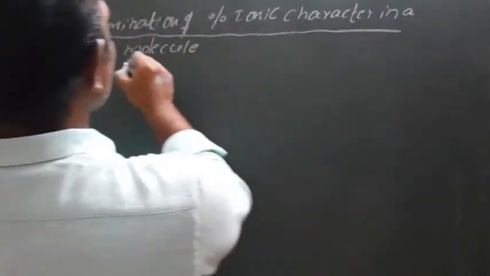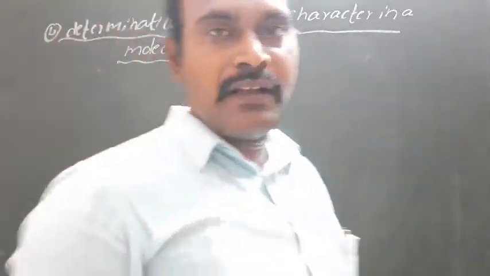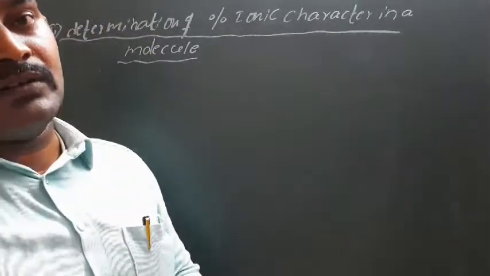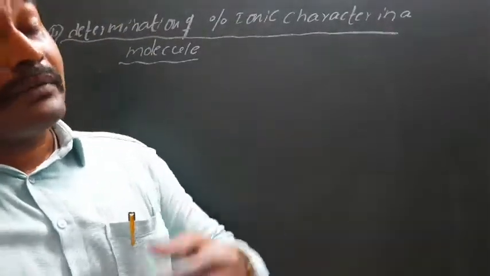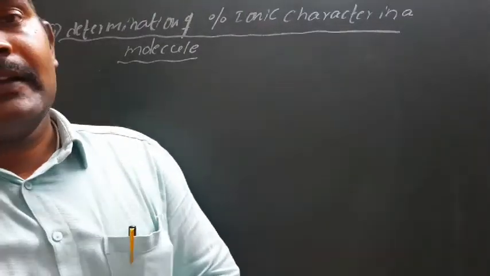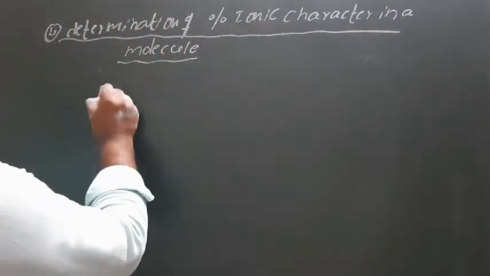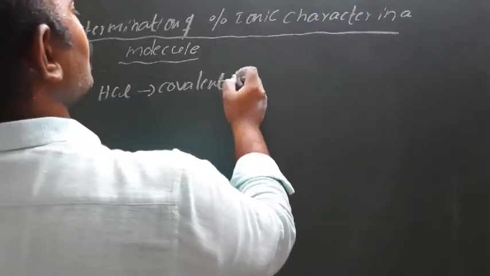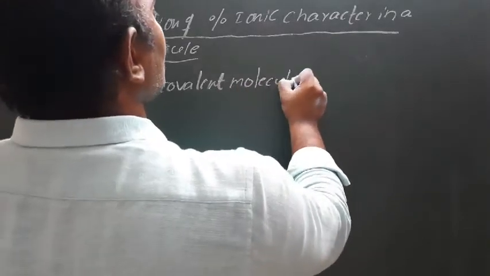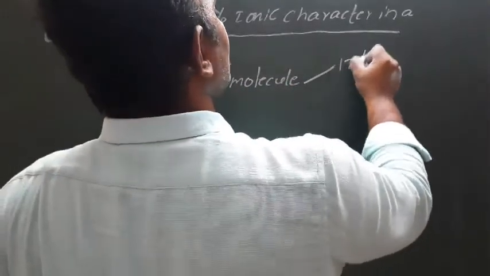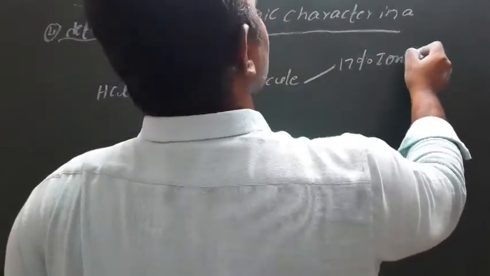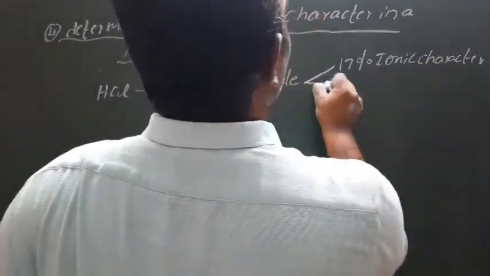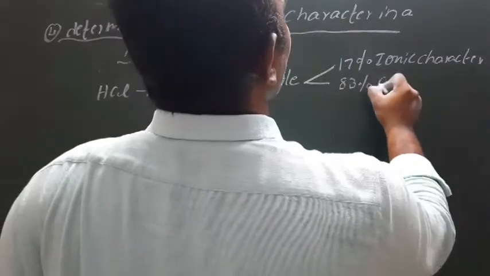Now see here, according to Fajans rules, no bond will be 100% ionic or covalent. If you take the ionic bond, some covalent character exists. If you take the covalent bond, some ionic character exists. So how can we calculate the percentage of ionic character? Suppose see here, if we take hydrogen chloride, generally it is an example of what? Covalent molecule. Okay now, but in this one 17% ionic character is present. In this bond 17% ionic character and remaining 83% covalent character.